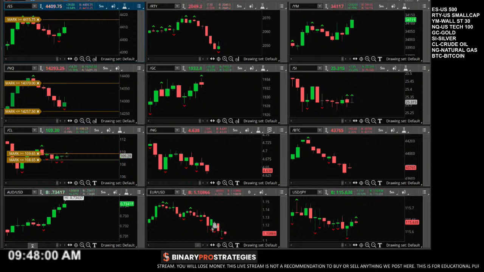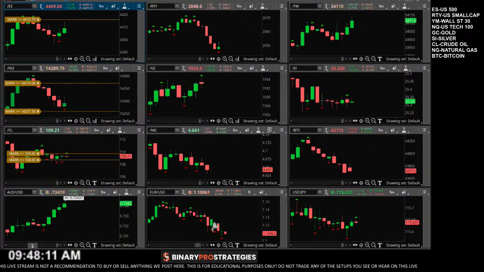Okay, so we're long US 500, short US Tech. US Tech doesn't necessarily always follow the ES. It can go opposite. And it does quite a bit, actually.